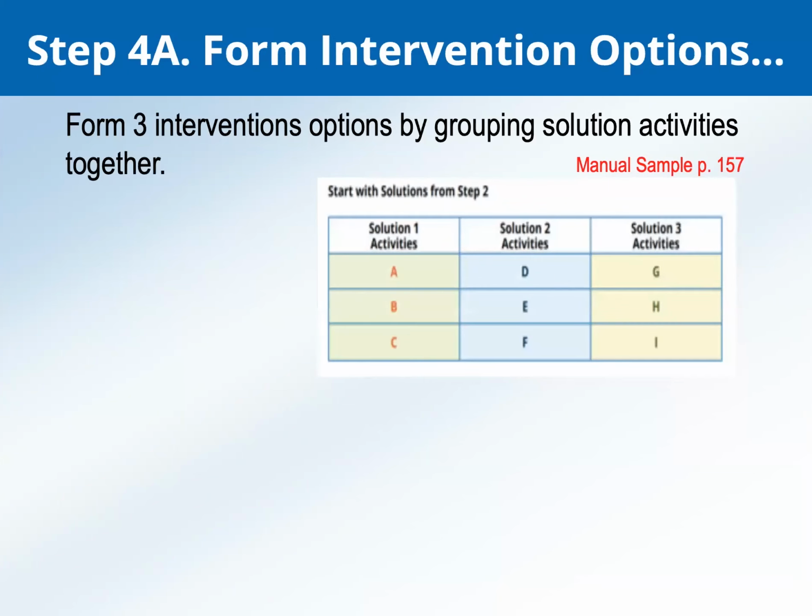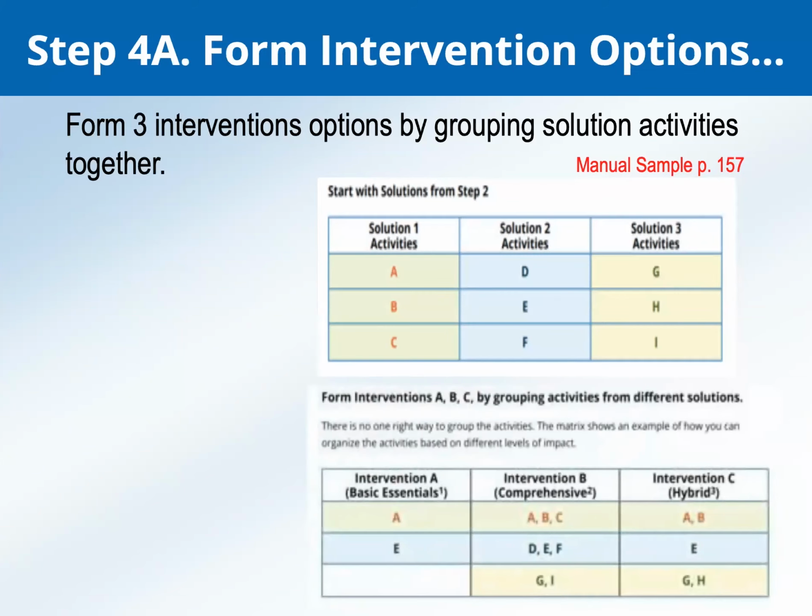Start by using the tools in the design team handouts. This table shows how to mix and match activities from Ideas Step 2 to create intervention packages. Each intervention package can serve a different purpose. For example, the first package, Intervention A, is a basic essentials package. This option includes only the must-have activities in order to achieve any improvement towards the safety and well-being goal.